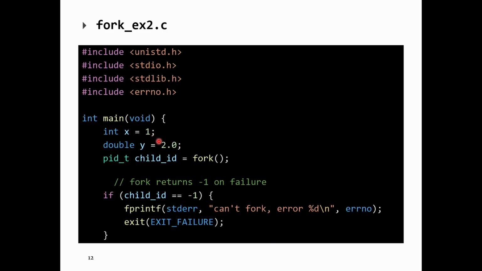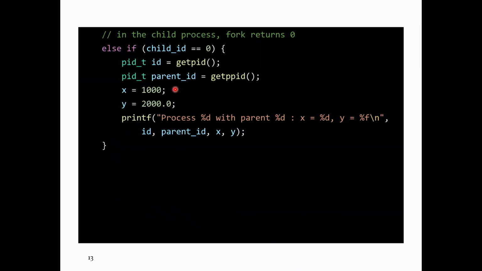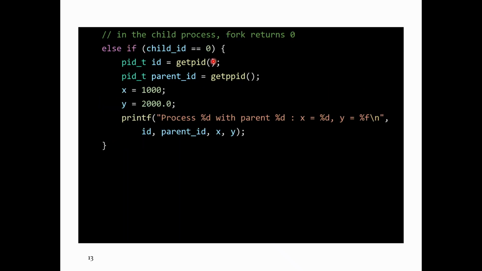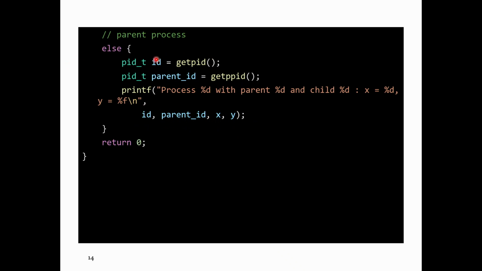So good. We have x and y here. The child process is going to change x and y. It's going to print out some stuff, and then nothing happens. Now the parent process: there's else if child is 0, otherwise child is something else. So this is the code that'll run in the parent process. We're going to get the ID of the parent process, and the ID of its parent, the parent's parent. We're going to print out the value of x and y.